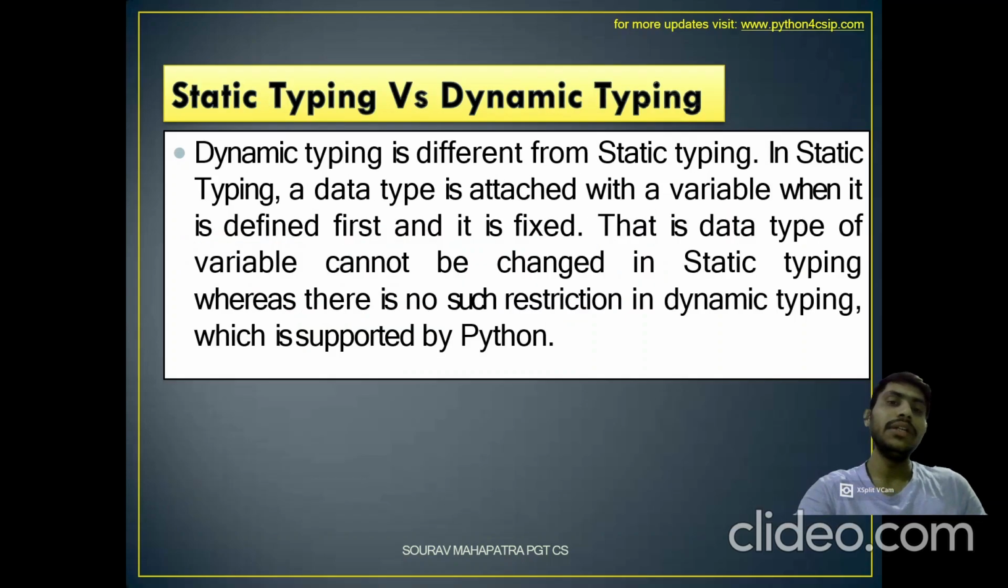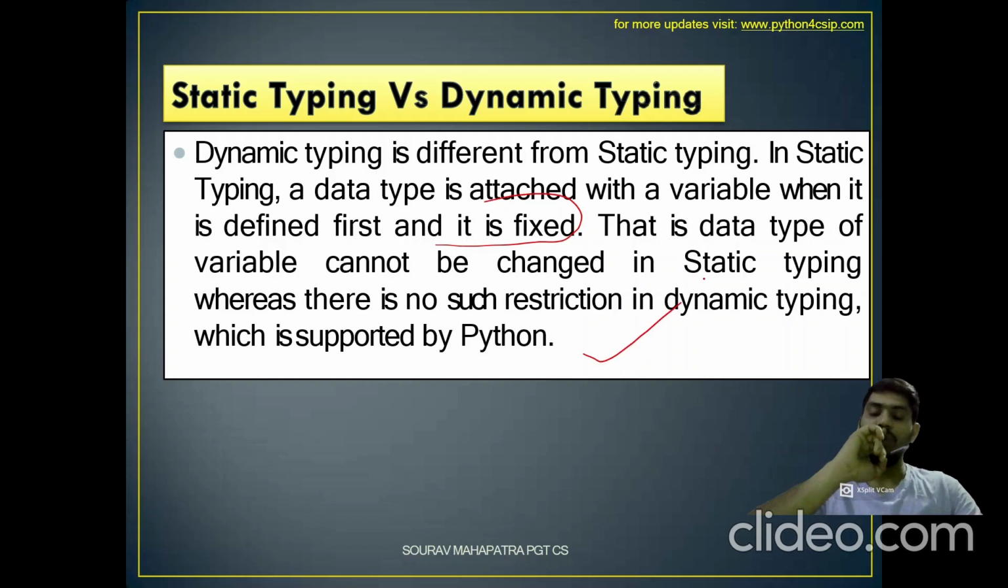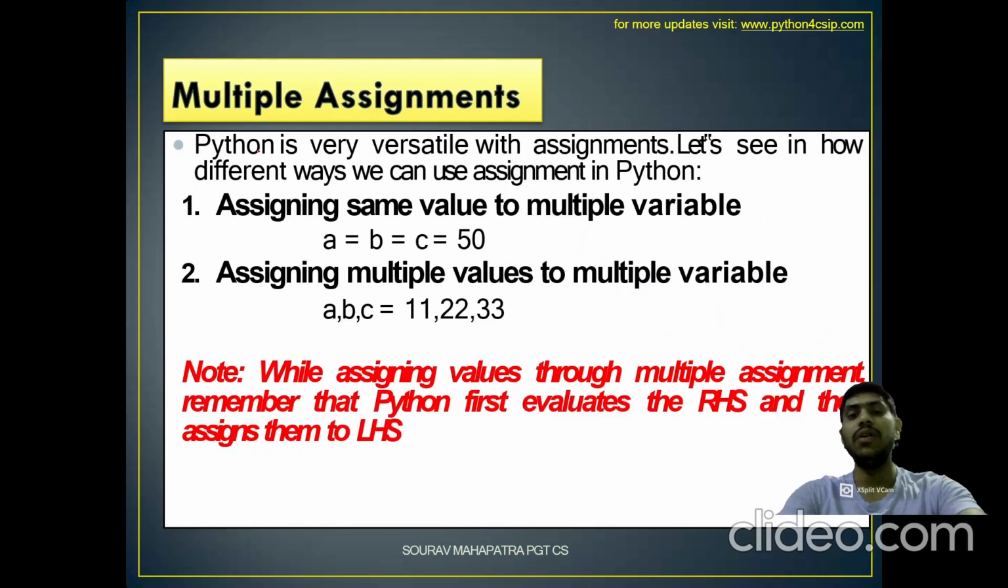Clear everyone? Then static typing versus dynamic typing. Dynamic typing is different from static typing. In static typing, the data type is attached to a variable when it is defined first, and it is fixed; we cannot change it. But in dynamic typing, we can change the value of that. So static typing is fixed: once we give it, it is fixed, and dynamic typing means it is dynamic. You can change that. Clear?